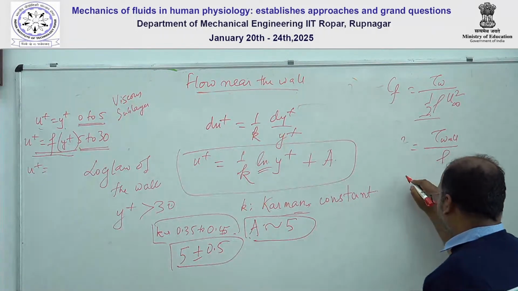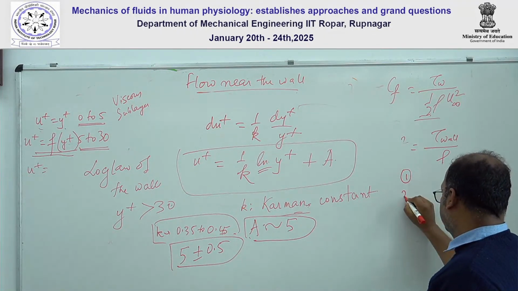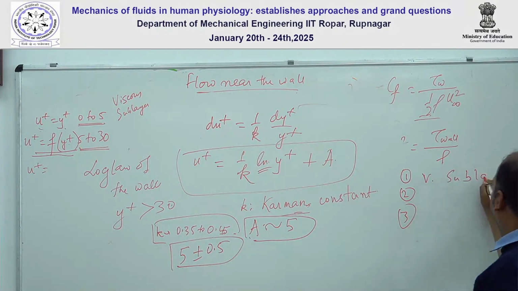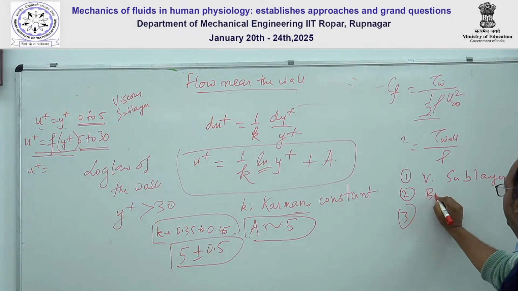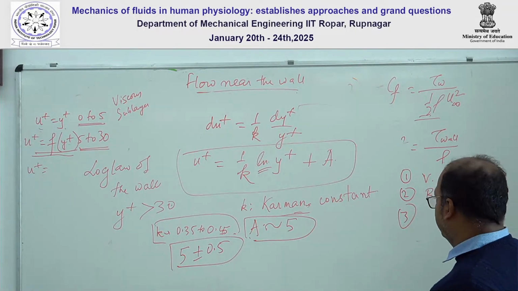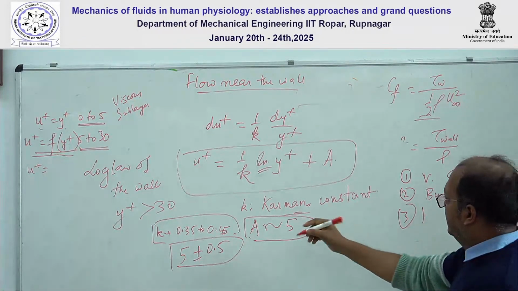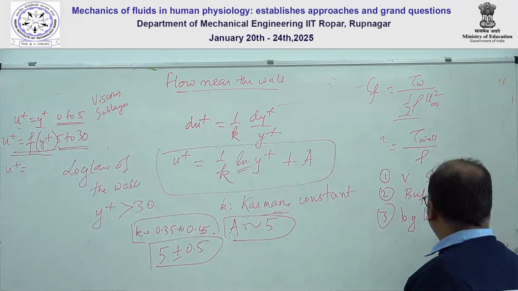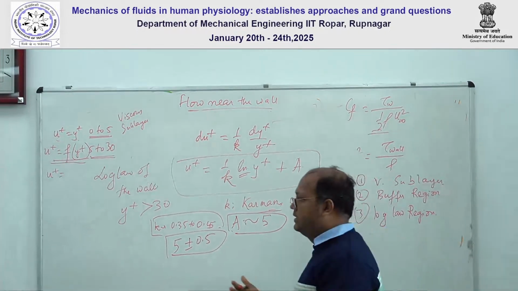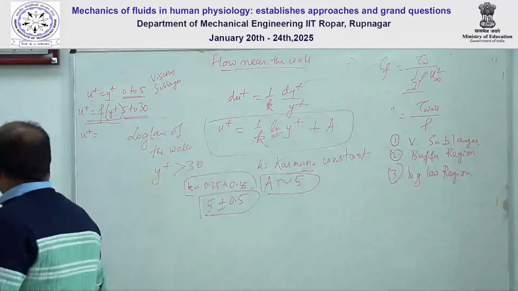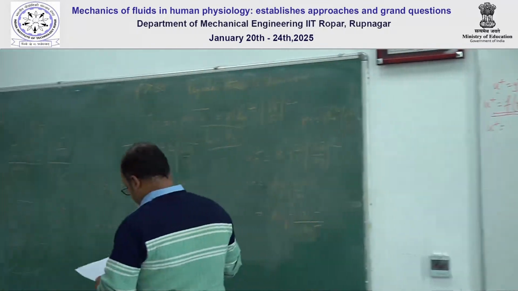So in this way, there are three regions. One is the viscous sublayer, one is the buffer region. The buffer region is basically the region where both the stress components are equivalent with each other. In the log law region, the mean velocity gradient is much less dominant compared to the Reynolds stress, and in this way there are these three layers very near to the wall.